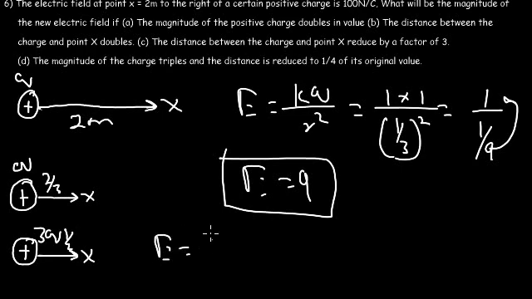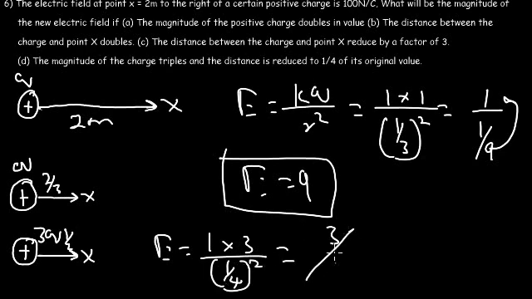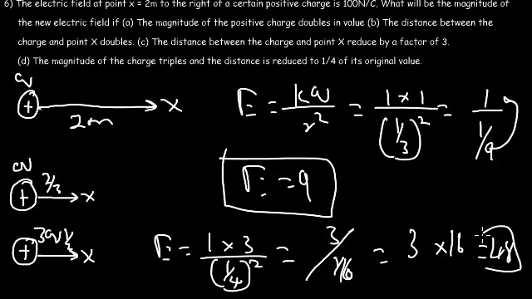So E will now be equal to K, which is 1, multiplied by the value of Q, that's 3, then divided by the radius, which changes by 1/4. So that's 1/4 squared. And that will be equal to 3 divided by 1/16. And that becomes 3 multiplied by 16, and 16 times 3 is equal to 48. So it means for part D, the electric field will increase by 48. And that is the solution to this problem as well.